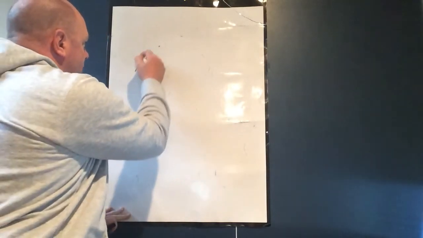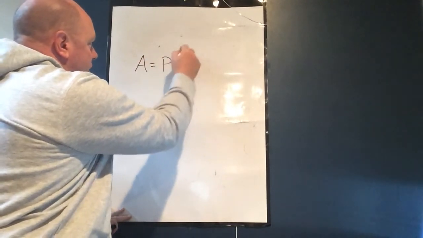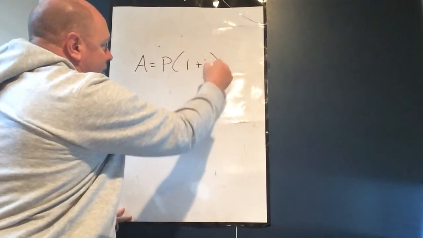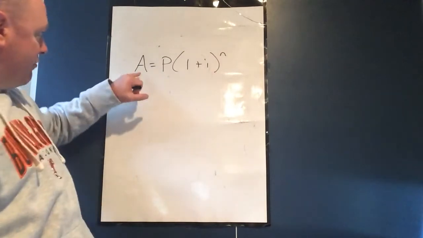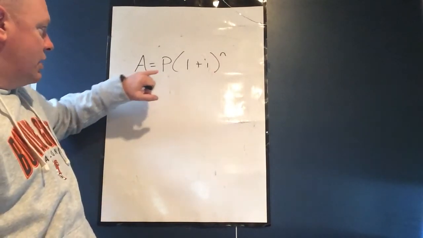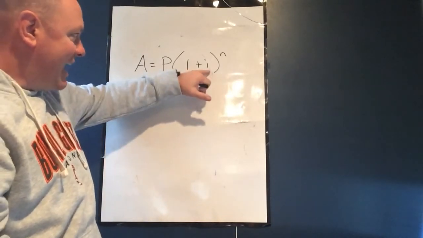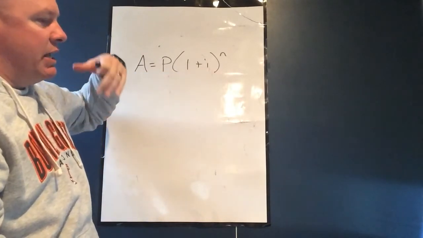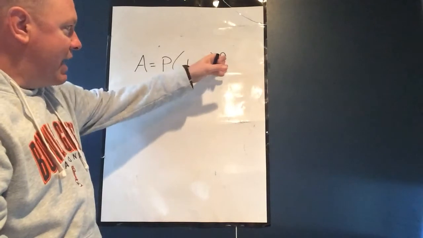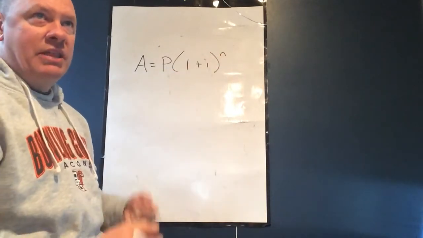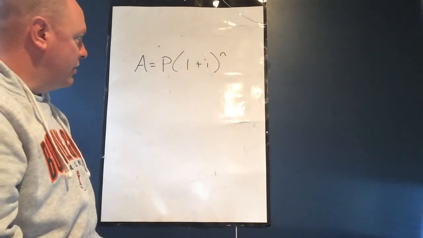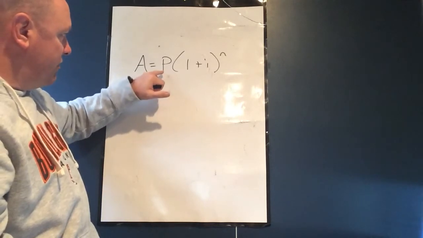The formula was given as A equals P(1 plus i) to the exponent n. Again, A is my future amount, P is my principal or present value, the i in 1 plus i is in decimal form, and n is my number of years after it's being compounded. So what we need to do is find P right here.